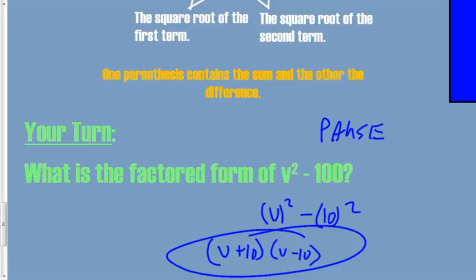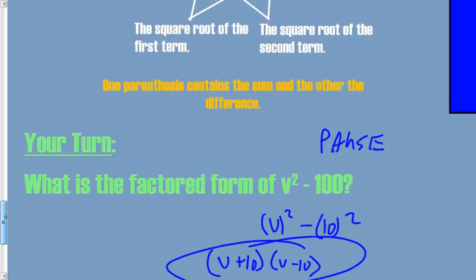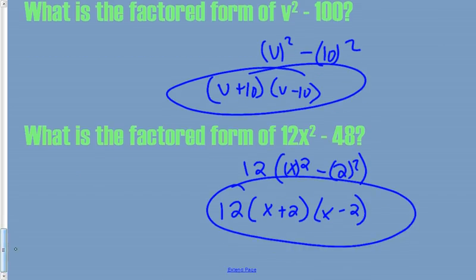All right. So the difference of squares here would be v squared and 10 squared. So I rewrote it like that. So our two parts are v and 10. So we've got v plus 10 times v minus 10, and that'll get us to that result of v squared minus 100. Second one, we first had to factor out the greatest common factor.